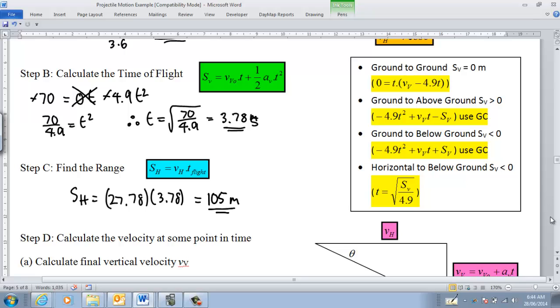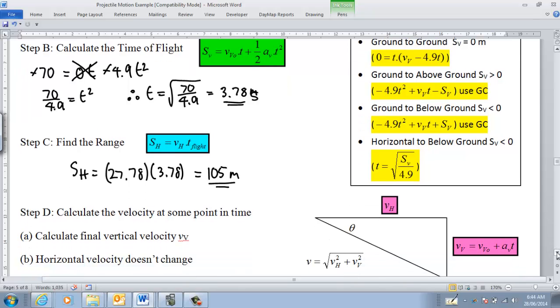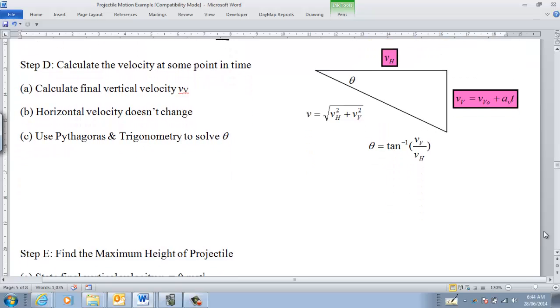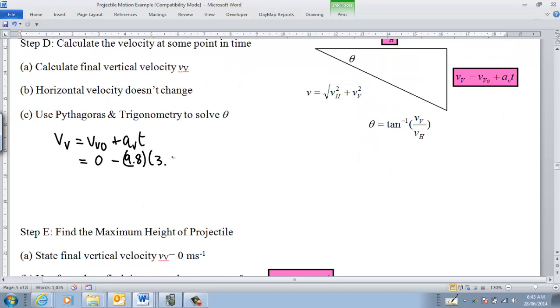What sort of velocity is it going to have when it hits the ground? Again, that's something we need to work out. We know the horizontal velocity is going to be 27.78. We need to work out our vertical velocity, which equals v0 plus a_v times t. In this particular case, we know v0 is equal to 0. It's going to be simply minus 9.8 times the time of flight, and that was 3.78, and that will give me my vertical velocity.